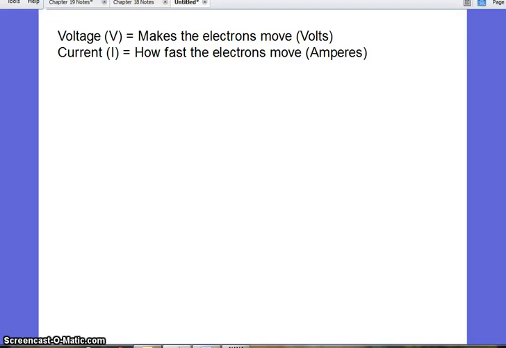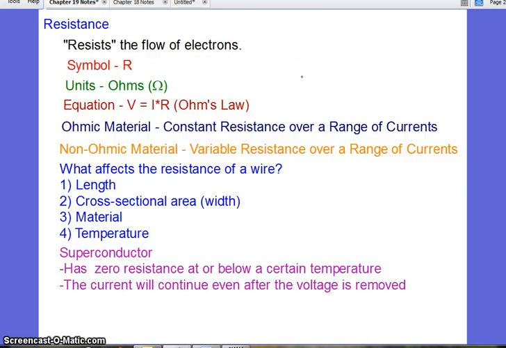So far we've talked about voltage, which makes the electrons move. We've talked about current, which is how fast the electrons are moving once they're hooked up to, let's say, a battery. Now we want to talk about something called the resistance, which prevents the electrons from moving. That's why it's called resistance.